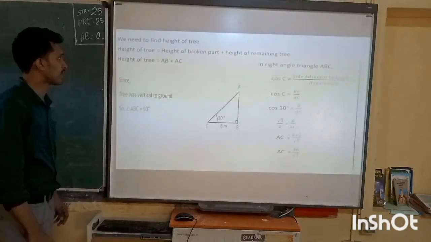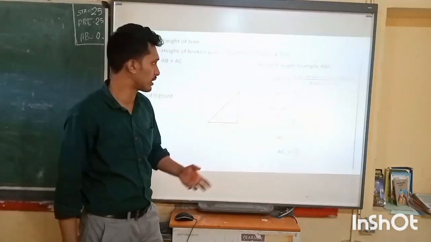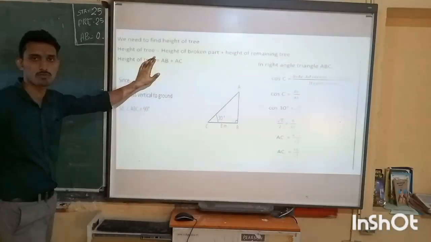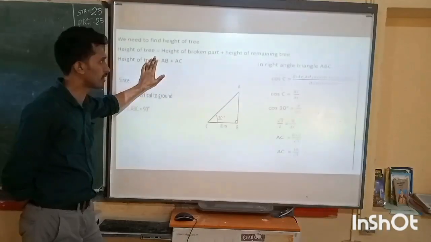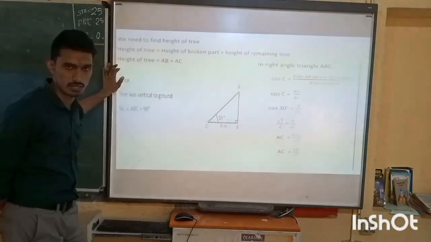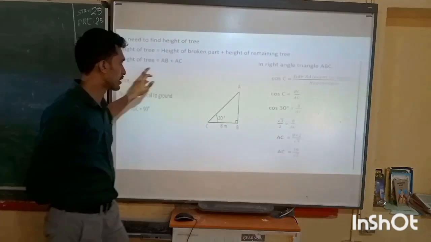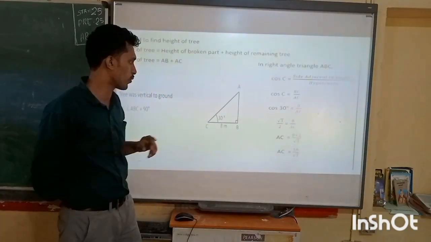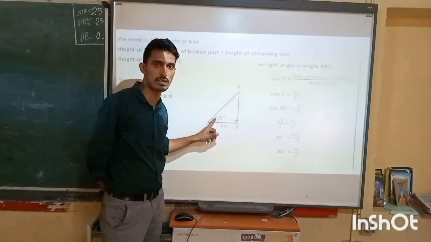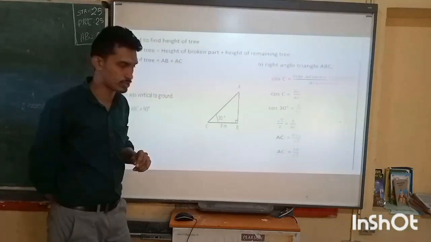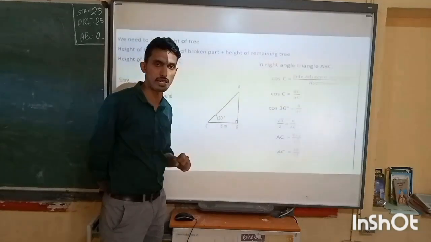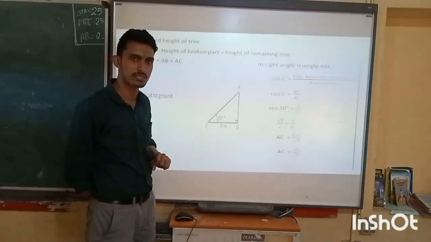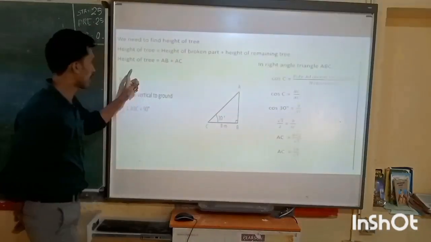We need to find the height of the tree. As I have already told, the total height of the tree will be the height of the broken part plus the height of the remaining tree. So the height of the tree is equal to AB plus AC. Now I have drawn a right angle triangle with the help of the question. So AB and BC, right? BC is 8 meters and this angle is 30 degrees.